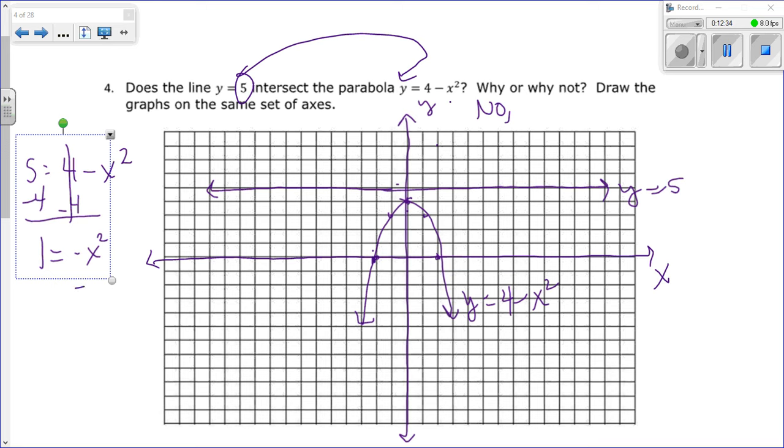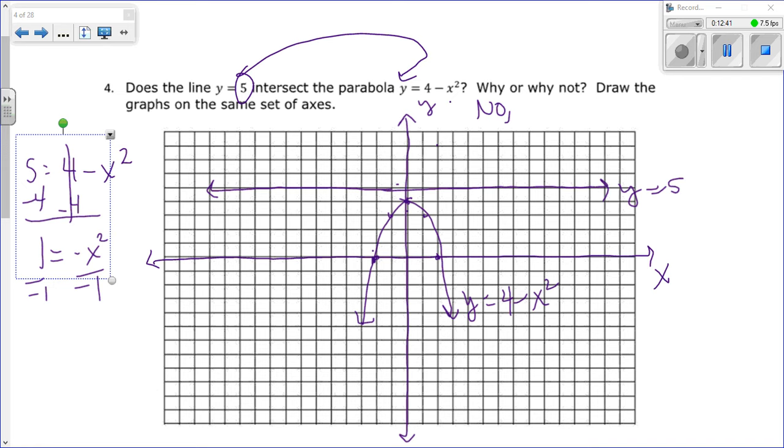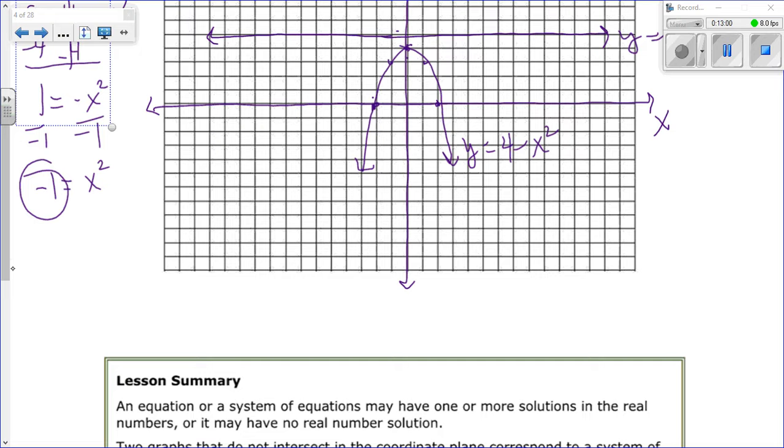do I have a negative 1 here? I will get negative 1 equals x squared. There is no way I can square a number and get a negative value. Therefore, they cannot intersect algebraically, and graphically I've shown you why. Alright, that's it. This was a short one.